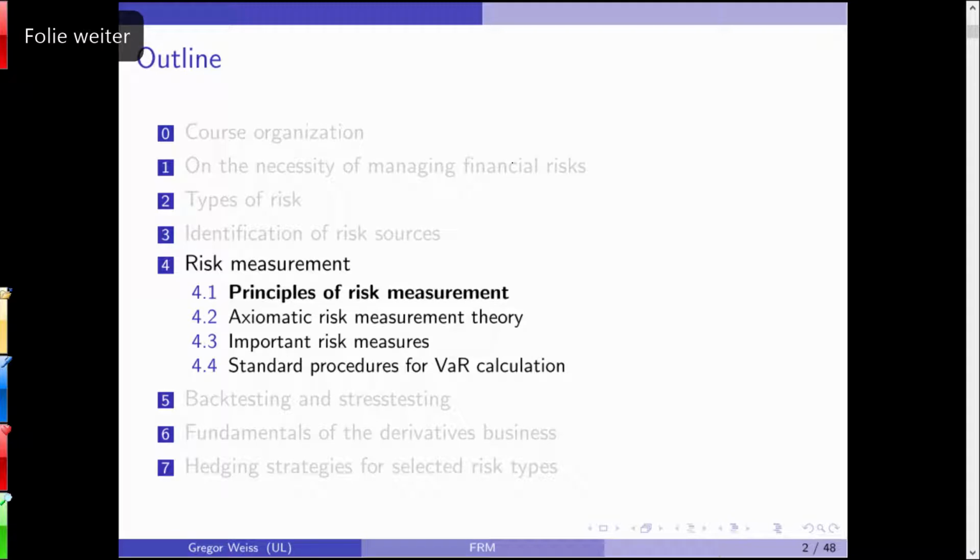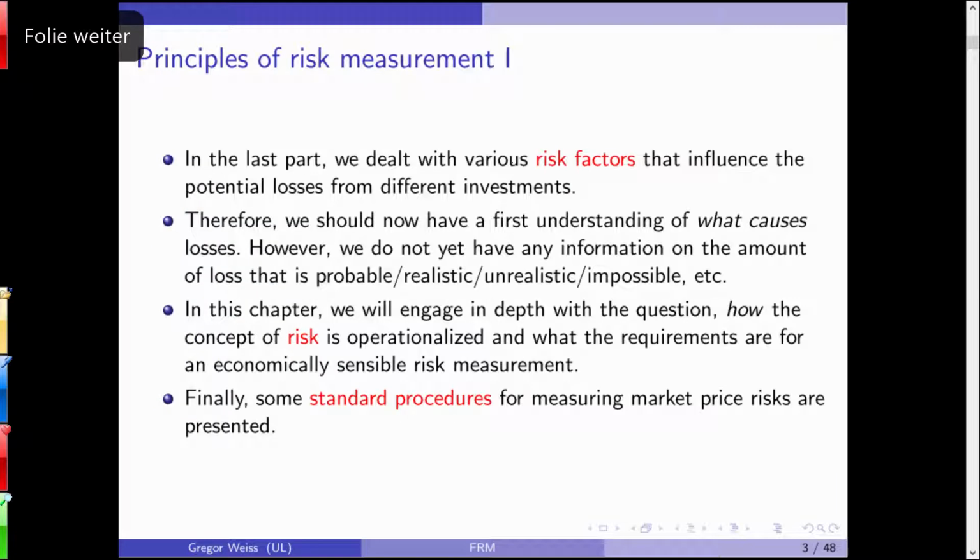As you can see from the outline, we start with some very basic principles of risk management before we move to a more theoretical and axiomatic theory of risk measurement and of risk measures. Actually, this comes from mathematical finance. Then we turn to some selected important risk measures, most notably the value at risk and the expected shortfall. And last but not least, we see some basic standard procedures for calculating VaR, which you will find in almost any textbook on financial risk management.